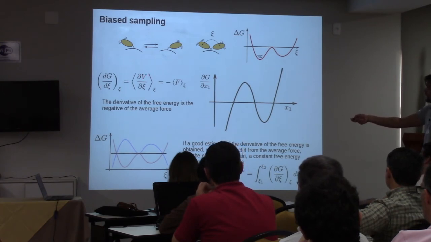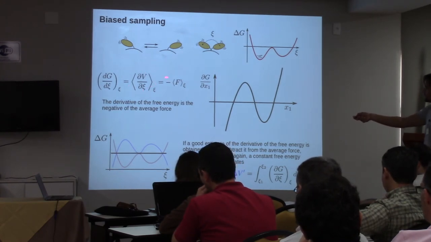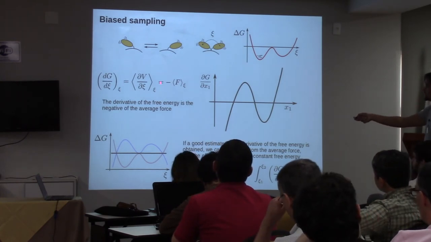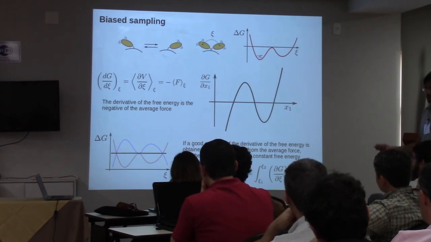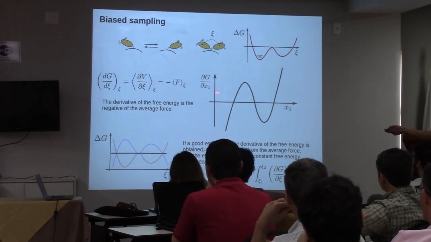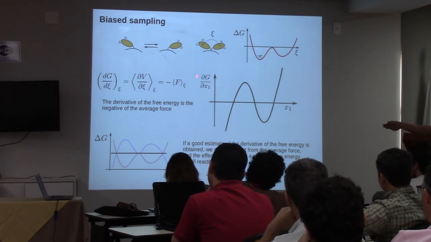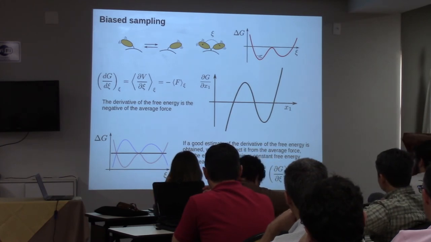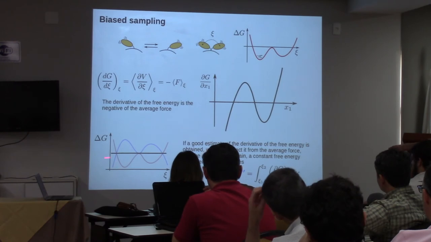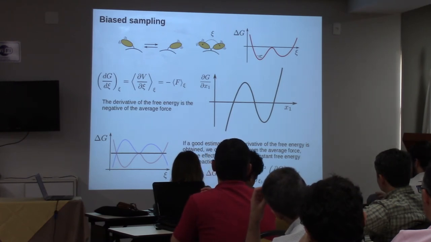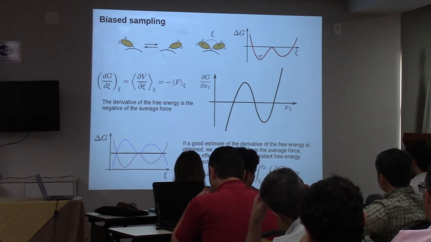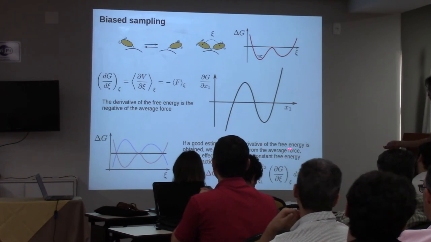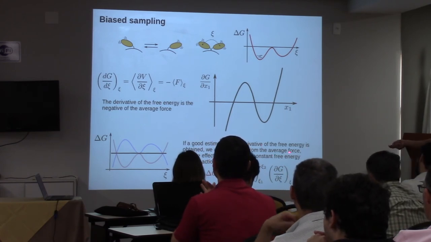So we note that the average derivative of the potential energy along the reaction coordinate can be associated with minus the force that the system is feeling along this reaction coordinate. Actually, they are essentially the same thing. So if we know how to compute the derivative of the free energy along the reaction coordinate, we could integrate this derivative to obtain the free energy and add it to the original potential to obtain a flat potential. We are going to understand in the next slide what I'm talking about. So if we had a good estimate of the derivative of the free energy, we can subtract it from the average force.